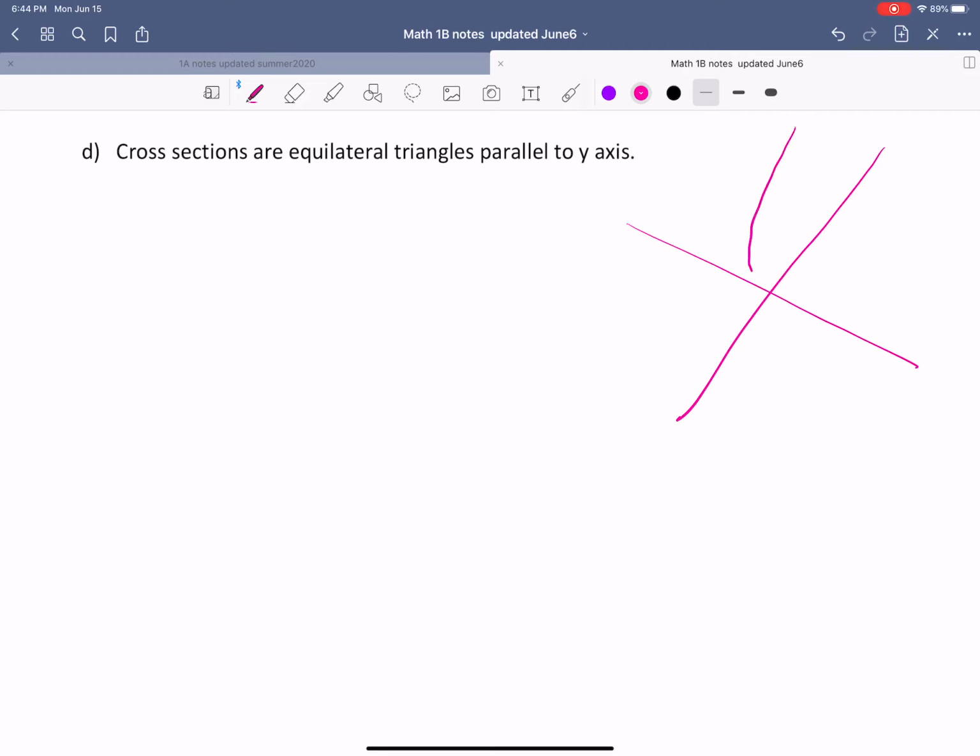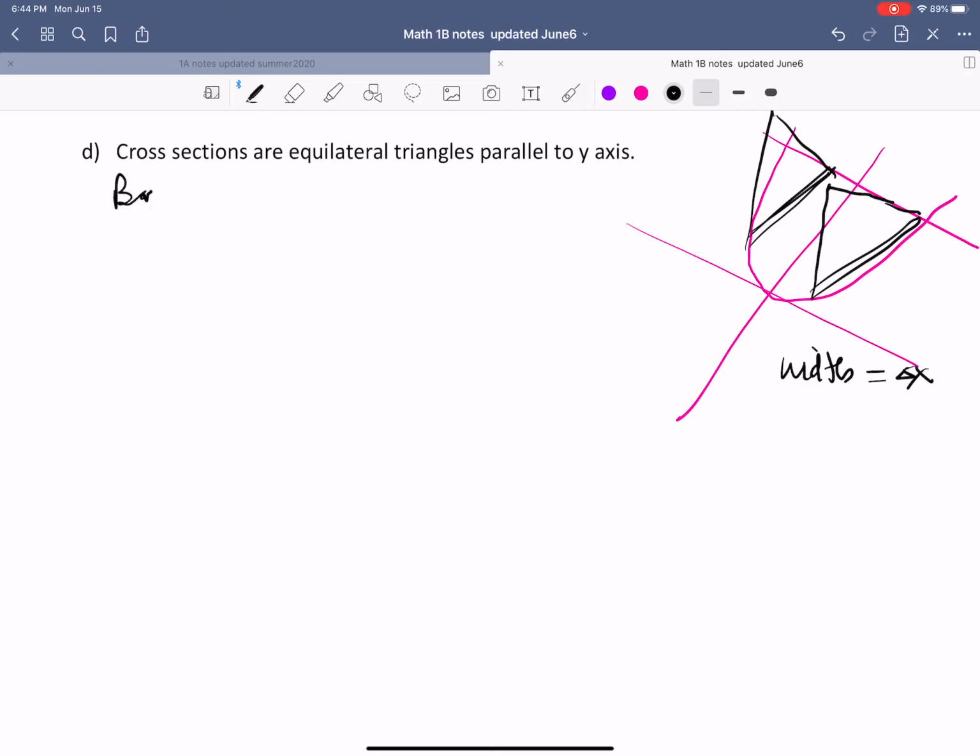So again, the same shape. Equilateral triangles parallel to the y-axis would mean you have triangles that look like this, right? They're equilateral triangles. If they're parallel to the y-axis, that means they're perpendicular to the x-axis, and the width in this case would be delta x. Our whole integral needs to be in terms of delta x. So base of the triangle.